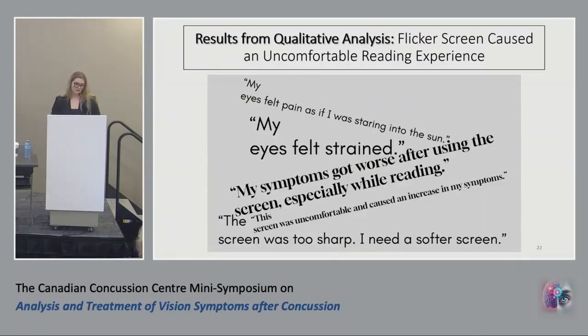When we did the qualitative analysis for the flicker screen, the overall consensus was that the screen caused an uncomfortable reading experience. The screen was too sharp. I needed a softer screen. The screen was uncomfortable and caused an increase in my symptoms. My symptoms got worse after reading the screen, especially while reading. My eyes felt strained. My eyes felt pain as if I was staring into the sun.